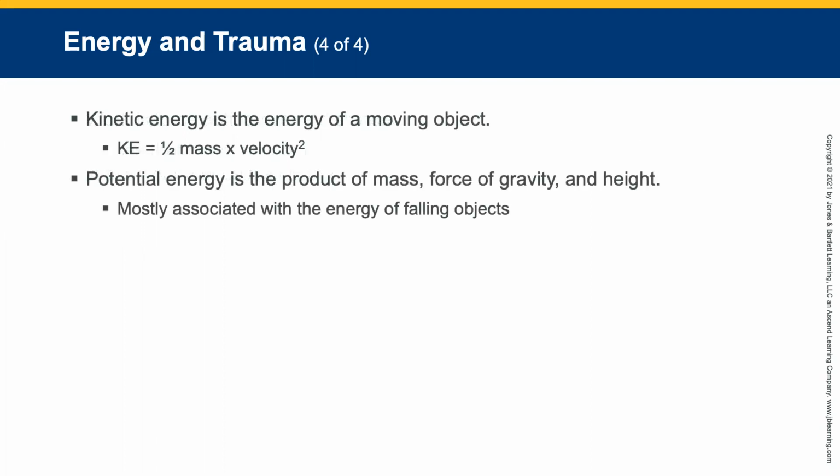Kinetic energy, you want to write this down again, folks. Kinetic energy is the energy of a moving object. This reflects the relationship between the mass or weight of an object and the velocity, or speed, at which it is traveling. Kinetic energy equals half mass times velocity squared. Potential energy is the product of mass or weight, the force of gravity, and height. The most associated with this energy is falling objects. Let's see if I can fix something real quick on my screen. All right.